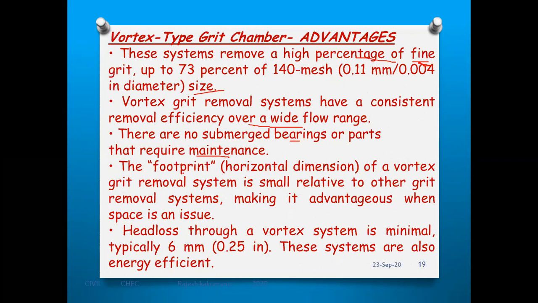The footprint, the horizontal dimensions, of a vertical grid removal system is small relative to other grid removal systems, making it advantageous when space is an issue. So whenever you are using the vortex type of system, a relatively small grit removal system can be accommodated, which will be the additional advantage. If there are space constraints, automatically it is an advantage, right?